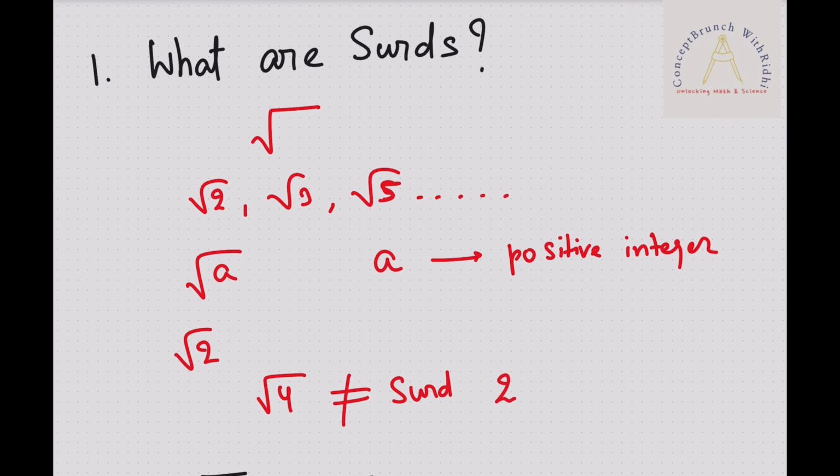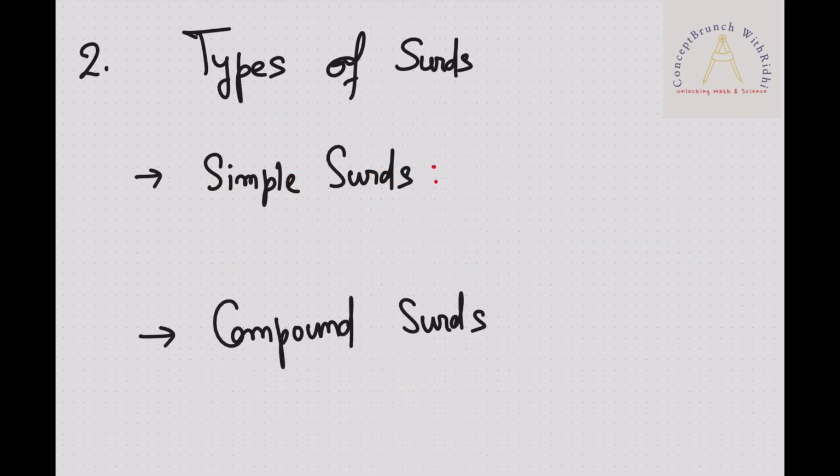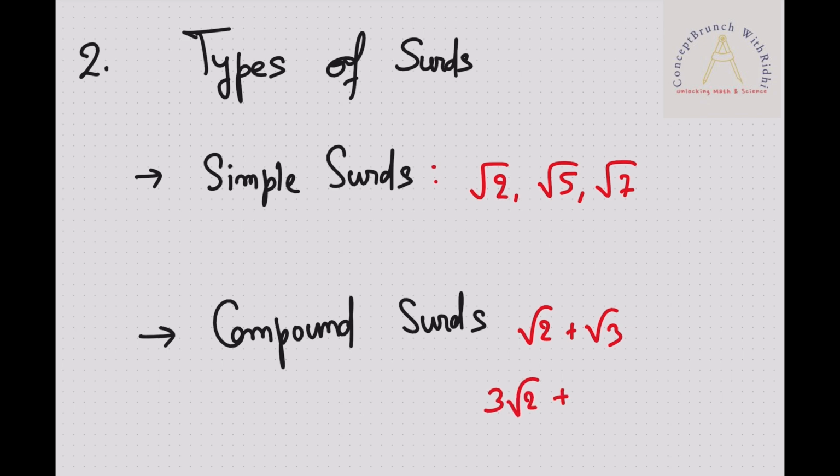Okay. Types of surds. Surds are classified into two main types, simple surds and compound surds. Simple surds are single radical expressions like root 2, root 5, root 7 and so on. While compound surds are combinations of surds like root 2 plus root 3, or we can say 3 root 2 plus root 5 and so on.